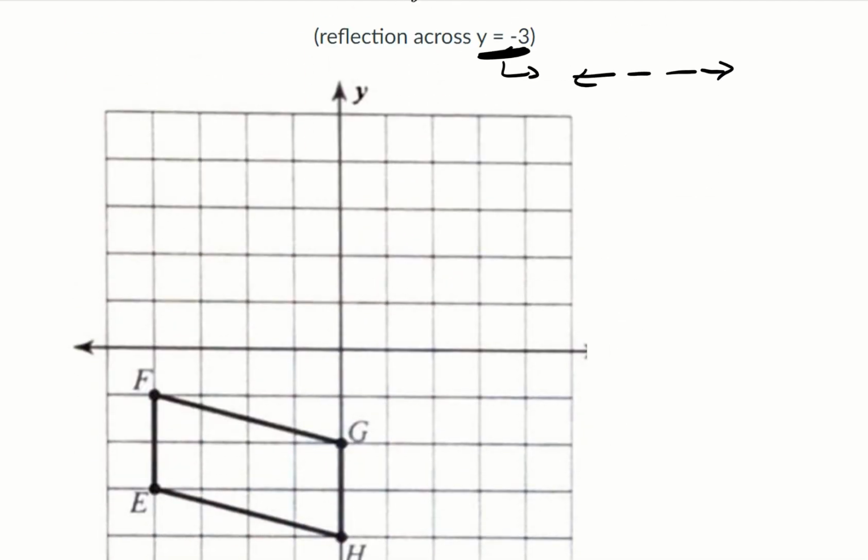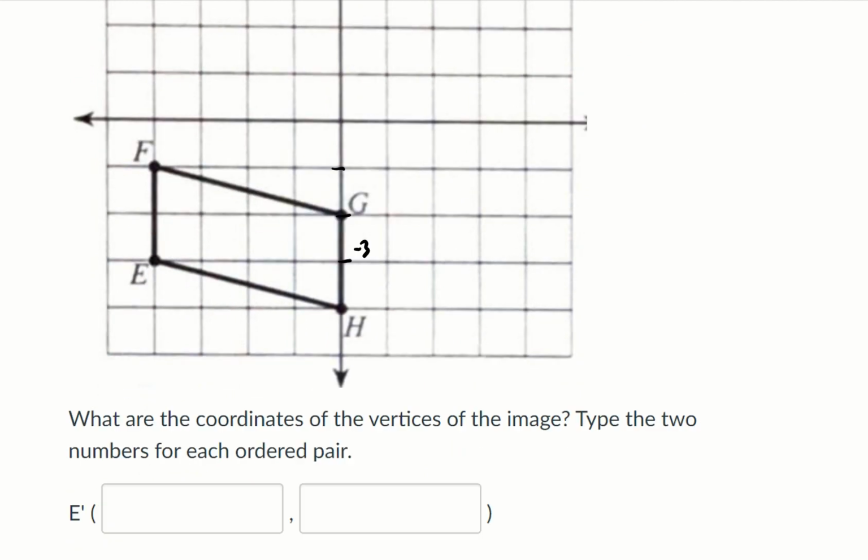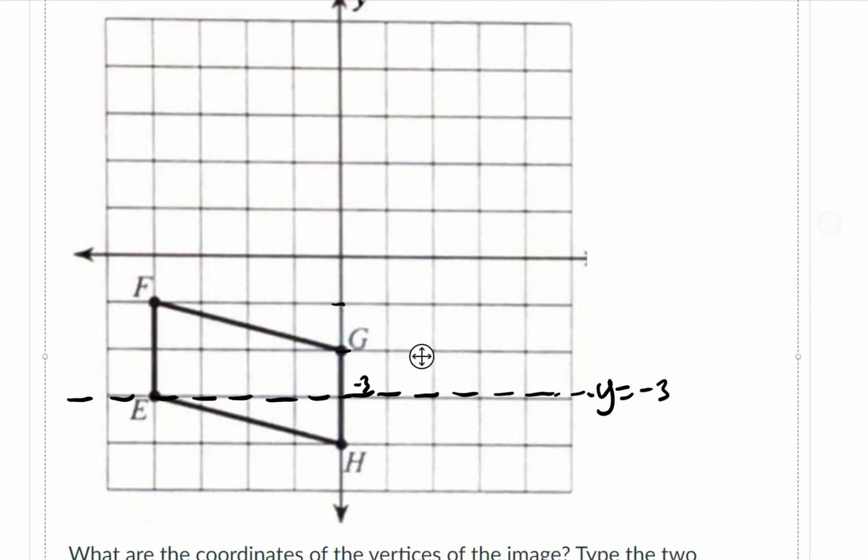So this is going through y equals negative 3. So y equals negative 3 is 1, 2. This is negative 3 right here. And so you're going to have a line, and I'll try to draw this, that cuts through negative 3 like that. So it's horizontal. So this is my y equals negative 3 line of reflection. So we're going to reflect about that.